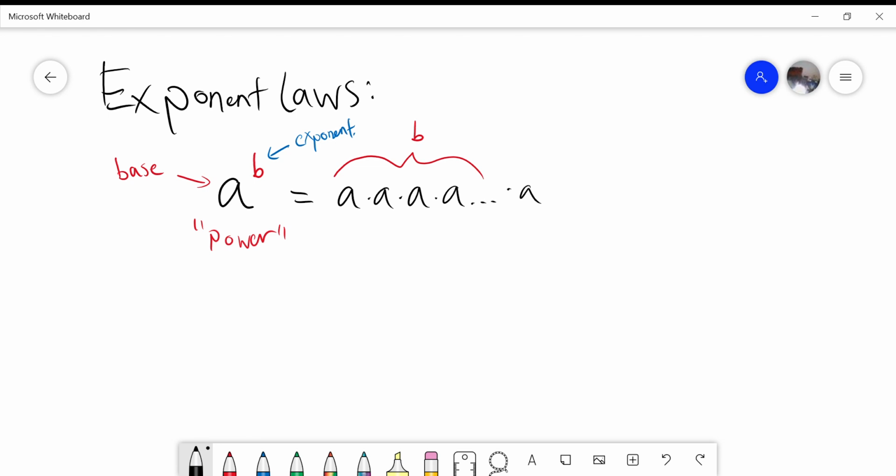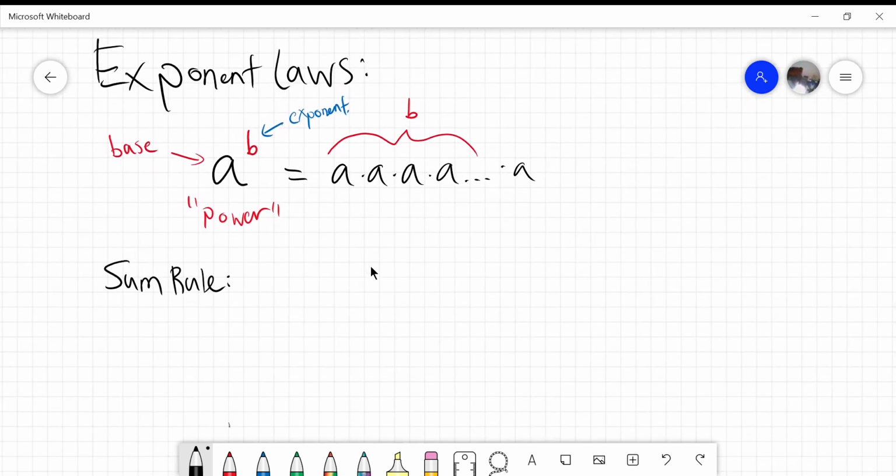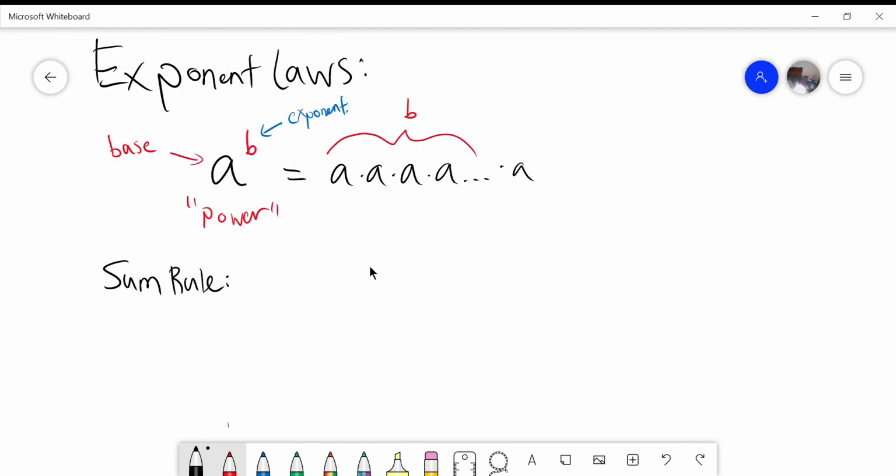Okay, so the first thing we're going to do is the sum law, sum rule, or whichever words. So let's start with an example, and we're going to have something like x to the a times x to the b. Now, what is this gonna give us?